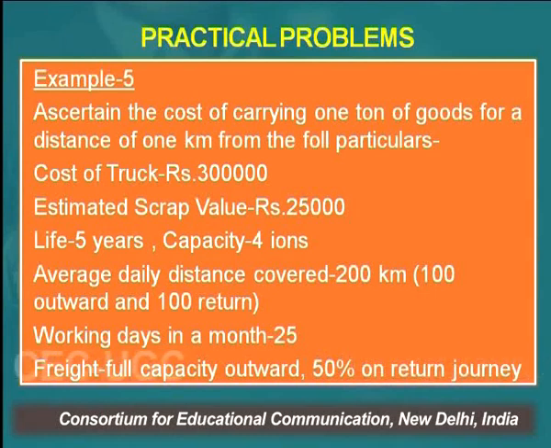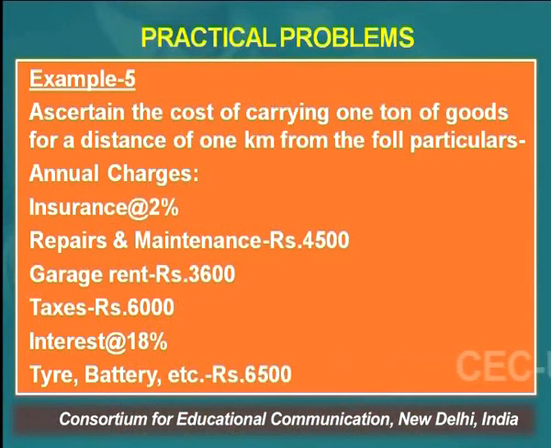Freight full capacity outward, 50% on return. Freight full capacity outward means while going it will travel at 100% capacity, while returning it will return at 50% on the return journey. Ascertain the cost of carrying 1 ton of goods for a distance of 1 kilometer from the following particulars.